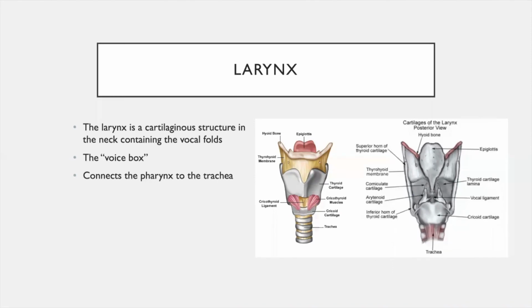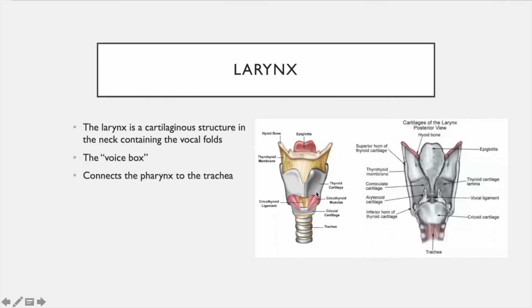The next structure we will cover in the neck is the larynx. The larynx is a cartilaginous structure in the neck through which air travels. It also contains the vocal folds. This is why it can be known as the voice box. The larynx is located inferior to the pharynx and will act to connect it to the trachea.